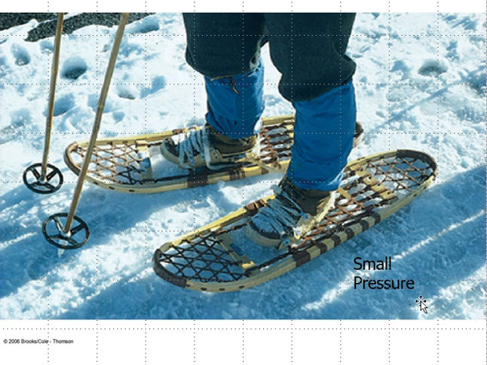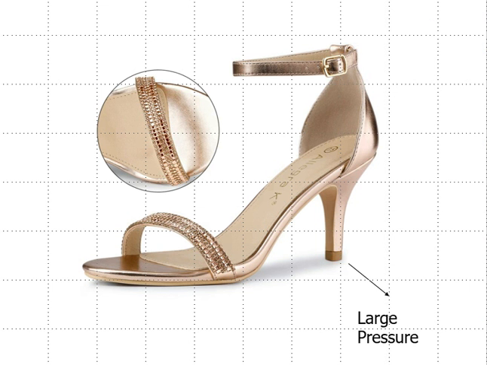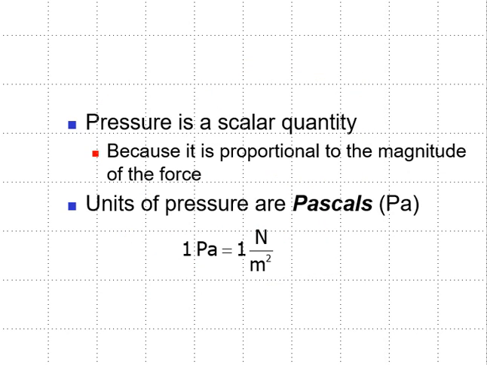If you want a small pressure and you have a large force, you just get a large area. For example, these snowshoes would exert a small pressure on the snow so you don't fall through. However, if you have a very small area, you can get a quite large pressure. And these type of shoes, these stiletto heels, used to be not allowed in grocery stores. You crack the tile.